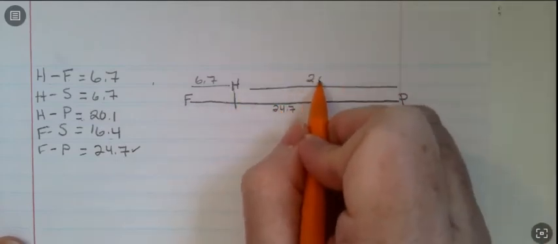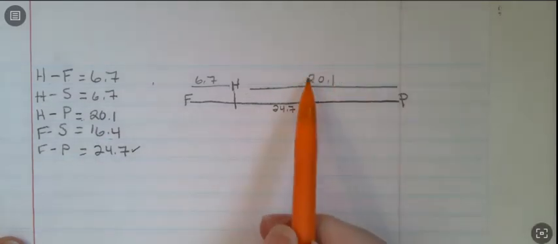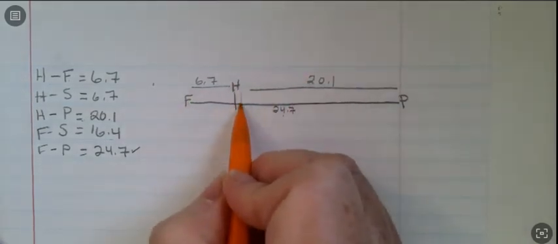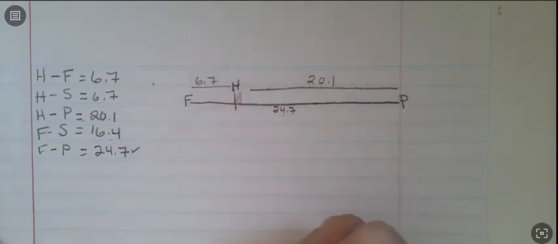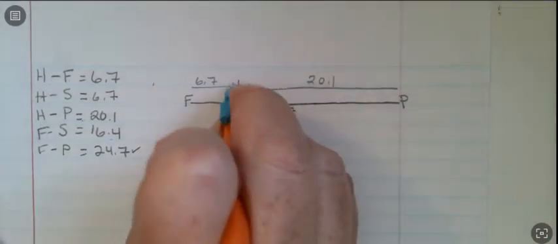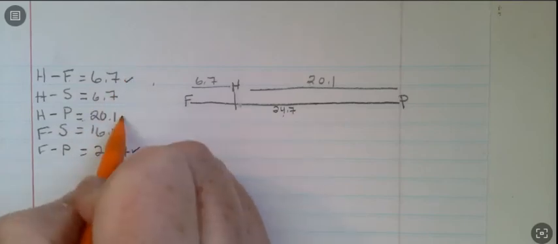is 20.1. Now, if I add these together, I get 26.8, which is bigger than this. But that's okay because I'm looking for relative distance. If I'm looking at the very edge of H, maybe H takes up this much space, so it could make things different. We're looking for relative, and it doesn't have to be exact. That means I took care of this one and this one.